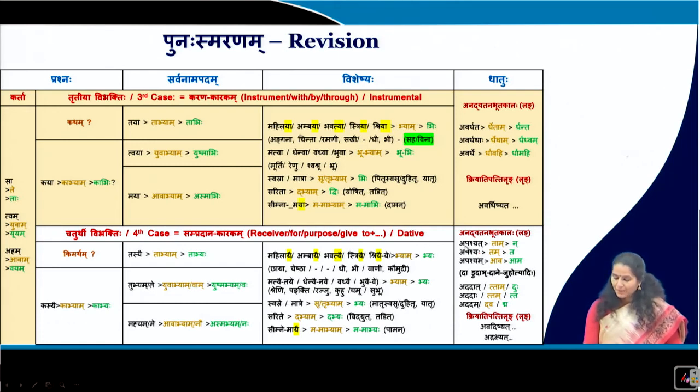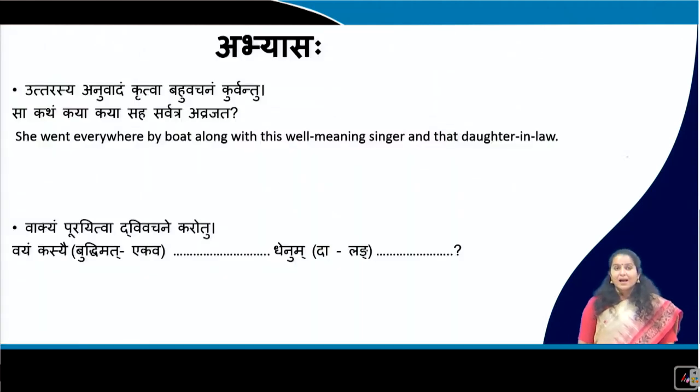Parasmaipadam. Apashyat, apashyatam, apashyan, apashyaha, apashyatam, apashyata, apashyam, apashyava and apashyama. And adadat kim bhavati? Dadhatoho adadat, adattam, adaduhu. Adadaha, adattam, adatta, adadam, adadva and adadma. Kriyatipatti linge kim bhavati? Avadishyat and adrakshyat. Abhyasam kurma. Uttarasya anuvadam kritva bahuvachanam kurvantu.